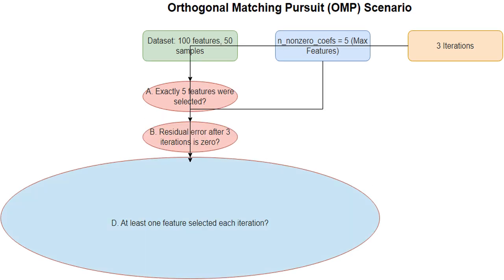It could have selected multiple features in one iteration and none in another iteration. This statement is not guaranteed.